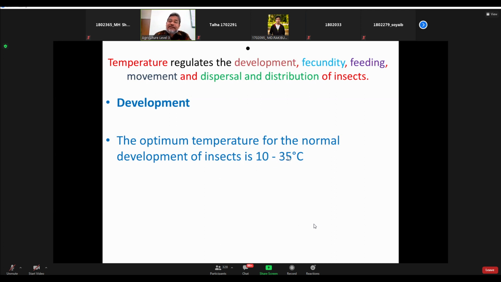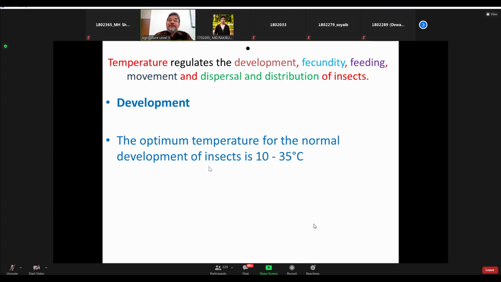Take 10 degrees and 35 degrees centigrade. When the temperature is 35 degrees centigrade, the growth is much higher than at 10 degrees centigrade. Why? Because the metabolic activity of insects will be much higher than at 10 degrees centigrade. I told you the metabolic activity is directly proportional to the environmental temperature. As the temperature increases, the metabolic rate increases. As the temperature decreases, the metabolic rate decreases in insects.